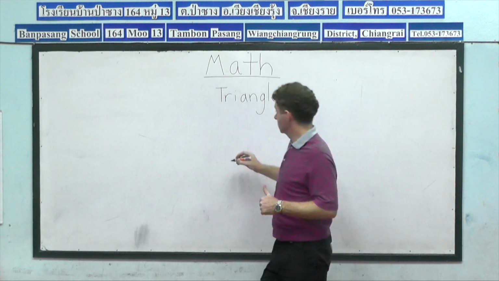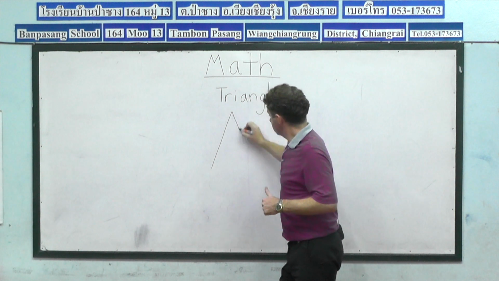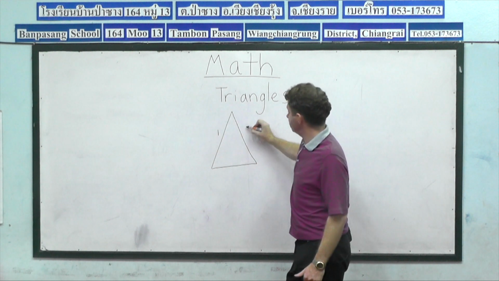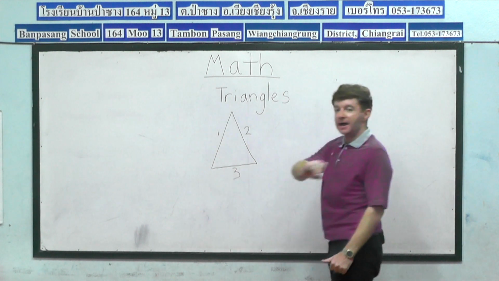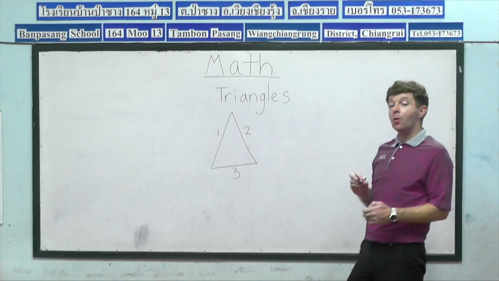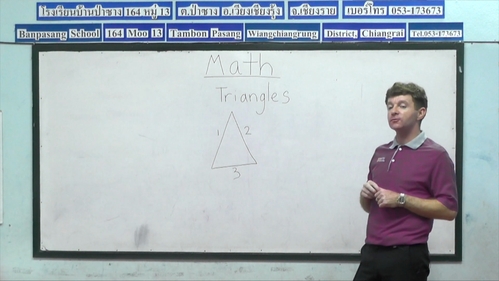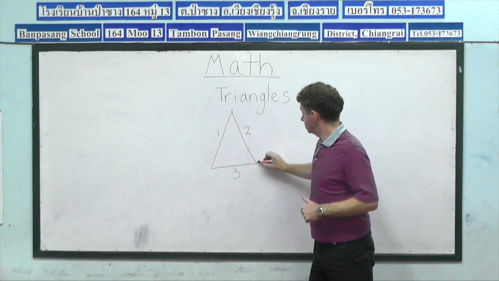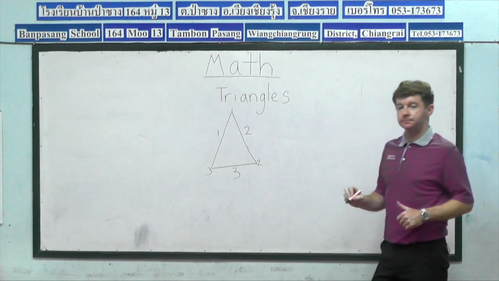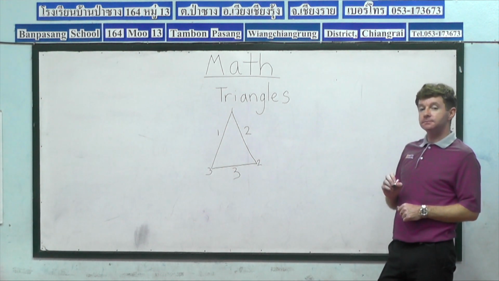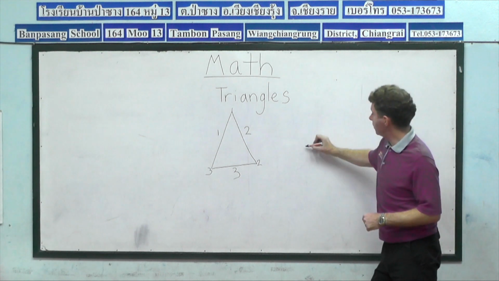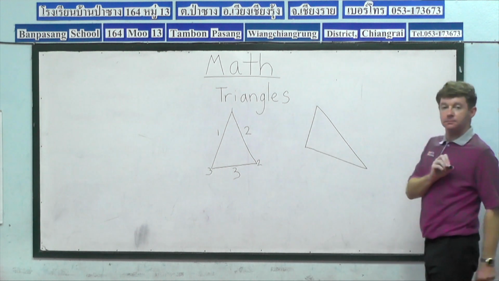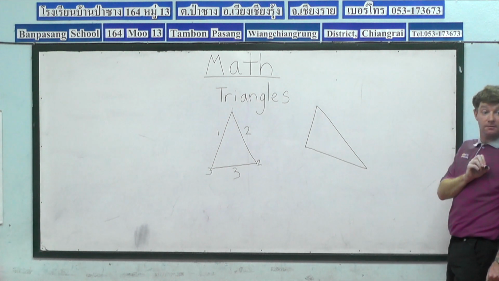3. 1, 2, 3. You can see 1 side, 2 sides, 3 sides. And also, how many corners or angles does a triangle have? 3. 1, 2, 3. Is this a triangle? Yes. How about 1, 2, 3? Is this a triangle? Yes.